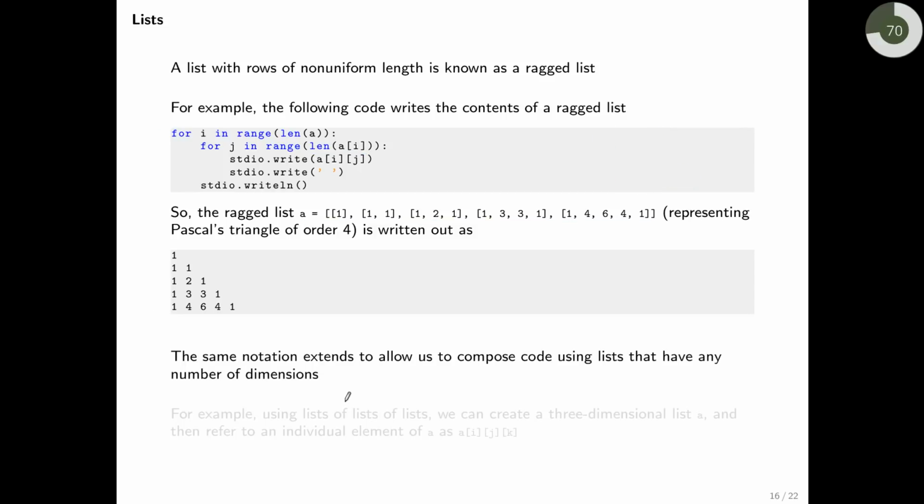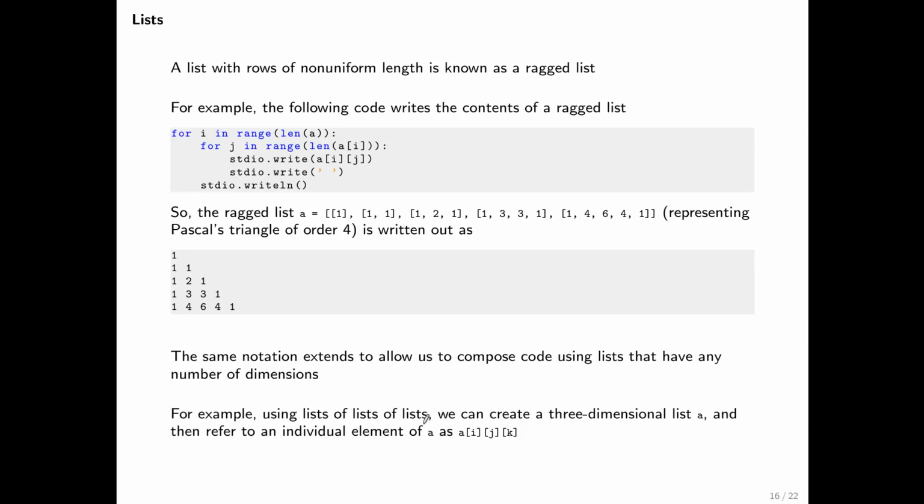Now, the notation that we used for one-dimensional and two-dimensional lists can also be extended to higher dimensional lists. So you can talk about a three-dimensional list, for example, and you can use the idea of lists of lists of lists to create a three-dimensional list A. Once you have such a list A, you can refer to any particular element in there by saying A at I, at J, at K. So it's simply a generalization of the idea for one and two-dimensional lists.